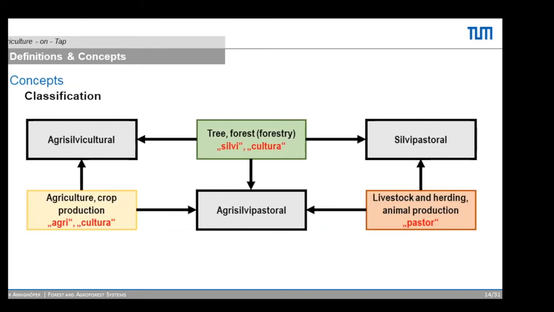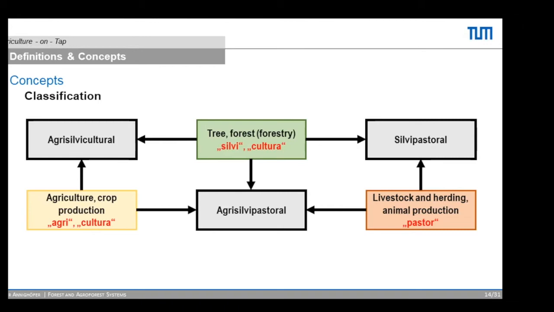And if we go into a bit more detail, then agroforestry is further distinguished in 3 different general concepts based on combining these red highlighted words in different ways. We have agri-silvicultural systems, we have silvipastoral systems, and we have agri-silvipastoral systems. Those are the 3 big groups of agroforestry systems that are currently being applied.